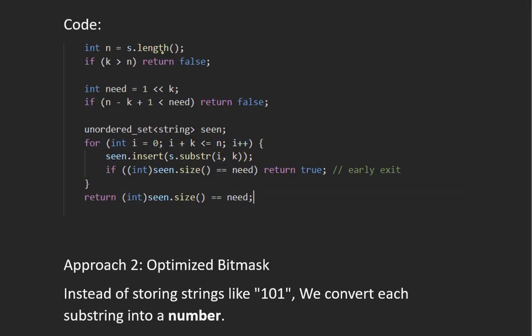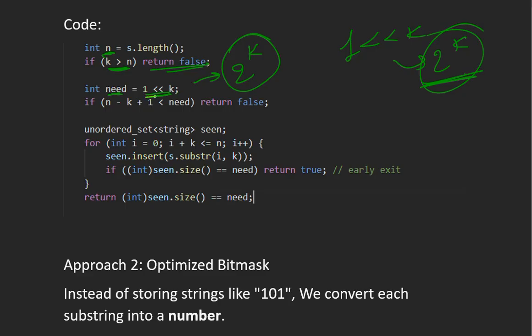Initially, we have taken the length of the string, and if k is greater than the length of the string, then we directly return false. And then we have stored a variable need, which is one right shift k, which is equal to 2 to the power k. So need has stored how many unique binary codes we require. So we require 2 to the power k unique binary codes. So this is one left shift k.